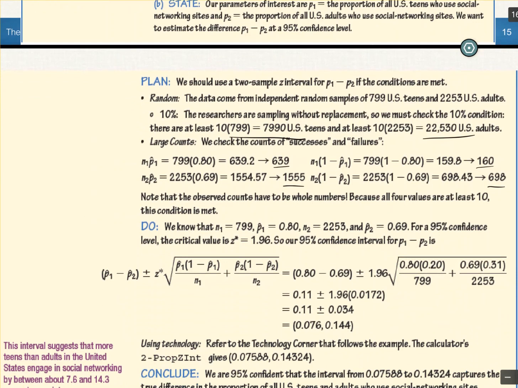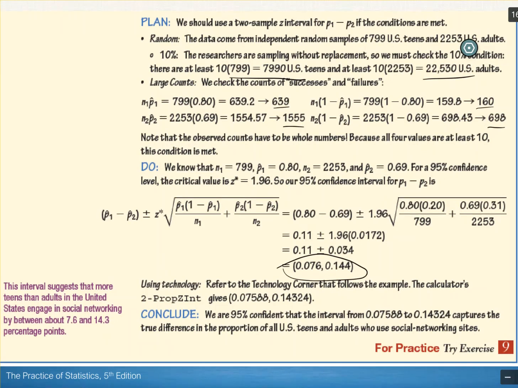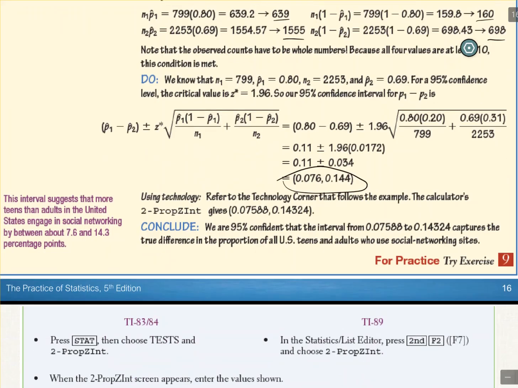And then they note that the observed counts have to be whole numbers, because again, you're not going to observe 159.8 teens that use social networking. All right, so we do a calculation. This is basically exactly what I said up above. And we end up with that as our confidence interval. So we are 95% confident that the true proportion of the difference lies between 0.076 and 0.144. And that's pretty much word for word what they say there.